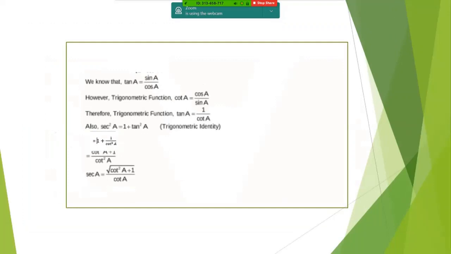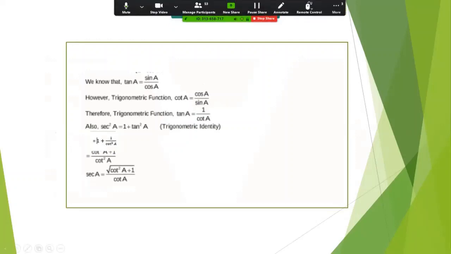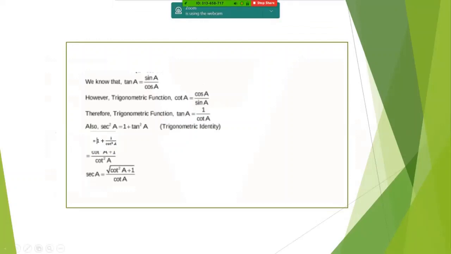Ma'am, in the second last step is cot A plus 1, right? Cot square A. If you take the LCM here, 1 plus 1 upon cot square A, so automatically 1 into cot square A becomes cot square A plus 1 upon cot square A, right? Okay. Thank you, ma'am.